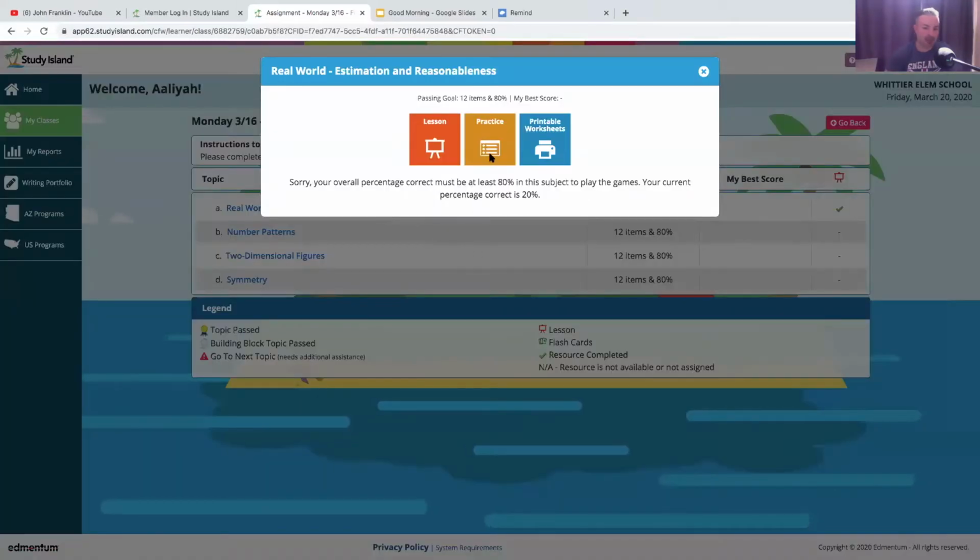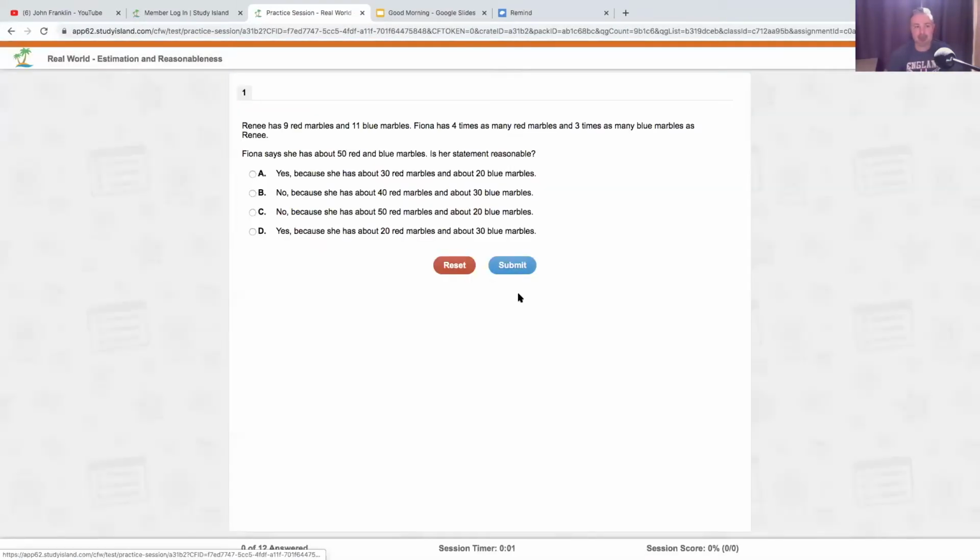Back into real world. Now we're doing practice. All right, Renee has 9 red marbles and 11 blue marbles. Fiona has 4 times as many red marbles and 3 times as many blue marbles as Renee. Fiona says she has about 50 red and blue marbles. Is her statement reasonable? What I did for this one was I went to each of these and I determined what I thought was, I did the math for all of them and sort of did process of elimination.